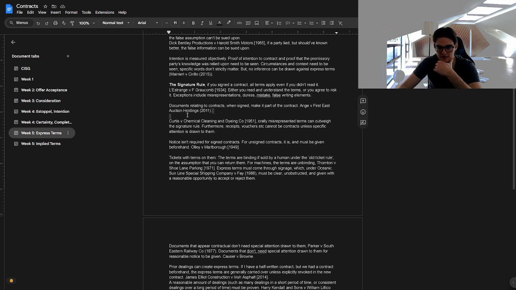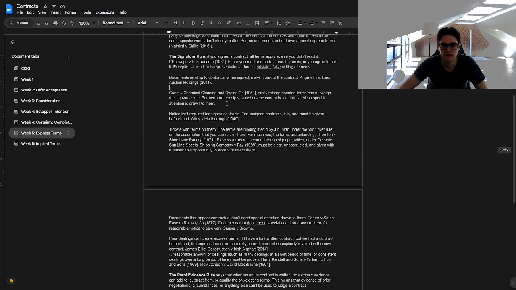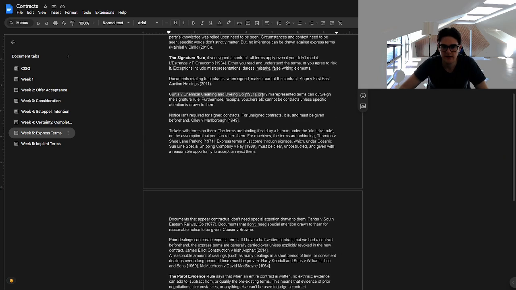Documents relating to a contract when signed are made a part of the contract. That's fairly straightforward. If we sign a contract that you will buy this piece of tape, and then we sign a separate contract saying you're going to buy the tape at my place at 6:30, then that becomes part of the main contract. Curtis v Chemical Cleaning and Dyeing Co: orally misrepresented terms can outweigh the signature rule. Furthermore, receipts, vouchers, etc. cannot be contracts unless specific attention is drawn to them.